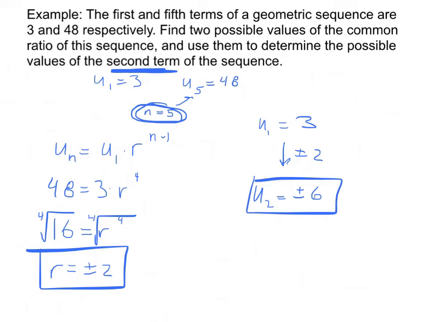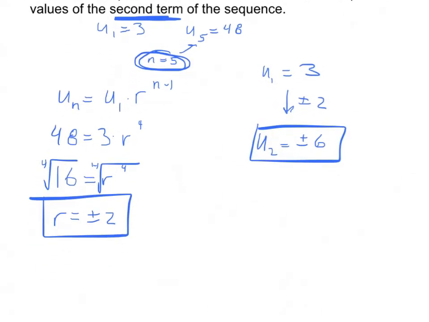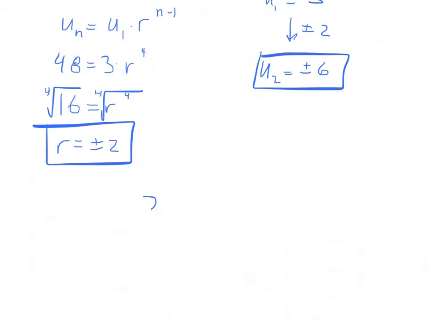Okay. I'm going to throw in one thing here really quickly. What if the problem had asked for you to find the seventh term of the sequence? If they had asked you to find the seventh term, I hope you recognize we would just use the formula. The formula would say that the seventh term is equal to the first term, which was 3, times the common ratio, which was plus or minus 2, to the 7 minus 1, to the sixth power.